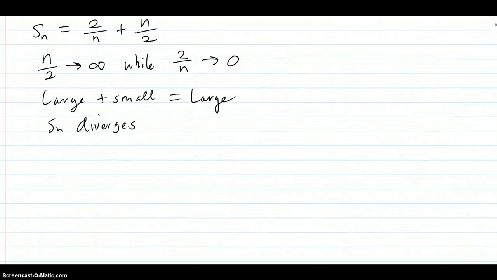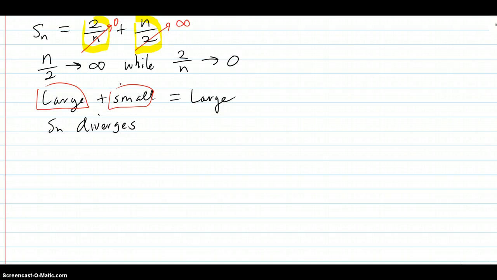It says 2 over n, plus n over 2. So your first impression is that something's going to cancel out, but in actuality you can see that n over 2, that part's going to go to infinity as n gets very large, and your 2 over n is just going to go down to 0 as n goes to infinity. So you're going to have something very large added to something very small, but that's going to be very large. So that's going to end up going to infinity, so the sequence diverges.